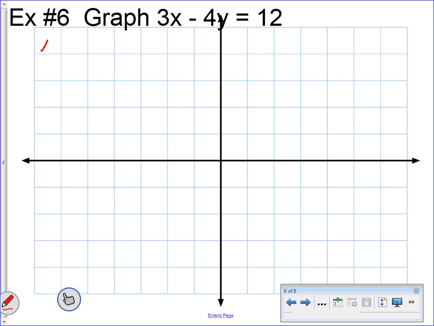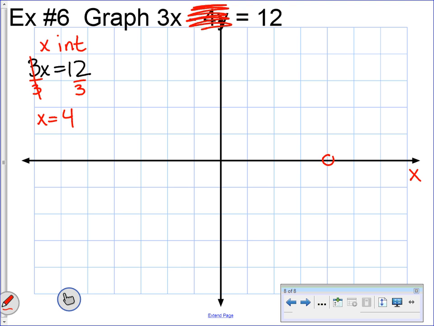So to get the x-intercept, I'm going to make the y once again disappear. The remaining equation is 3x equals 12. Now, if you haven't figured it out yet, all you need to do to get the x-intercept is divide by whatever number is in front of that letter. So if you want x, divide by the number in front of x. If you want y, divide by the number in front of the y. So 12 divided by 3 gives us an x-intercept of 4. So go over to the x-axis, 4 places, put a dot.